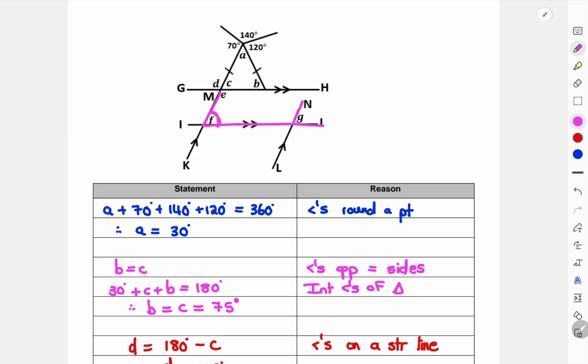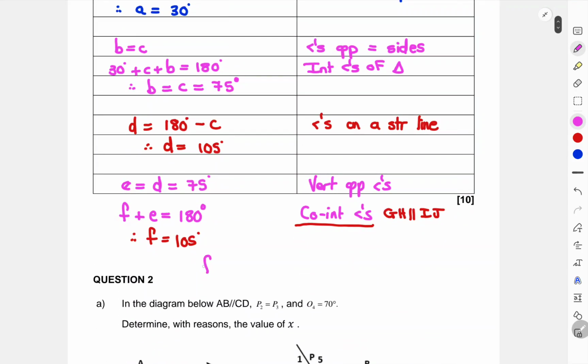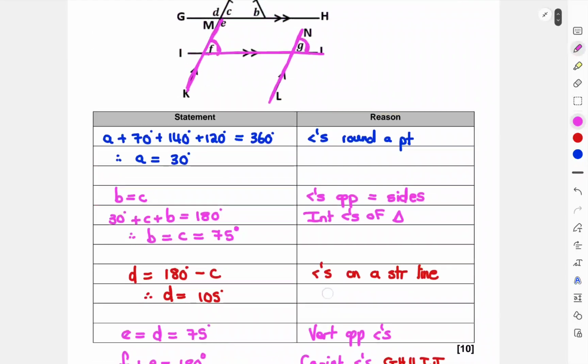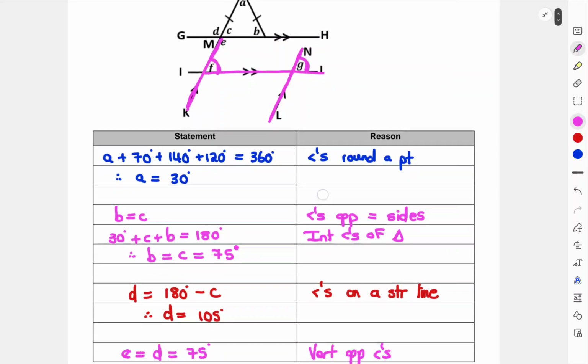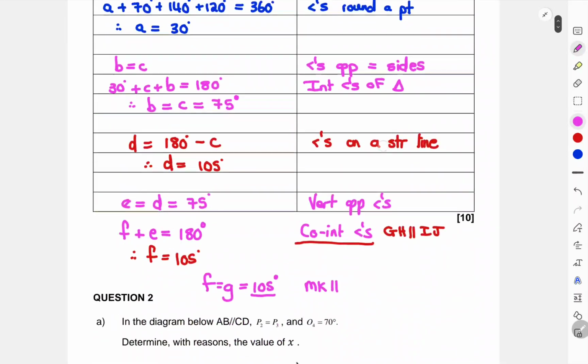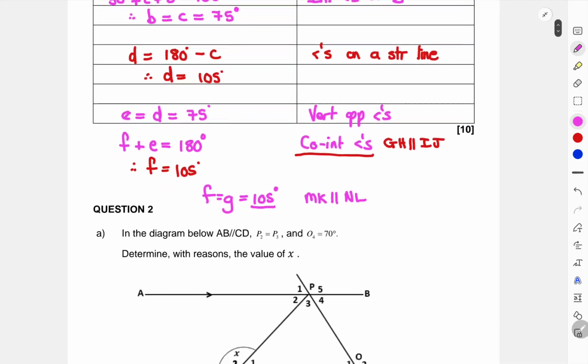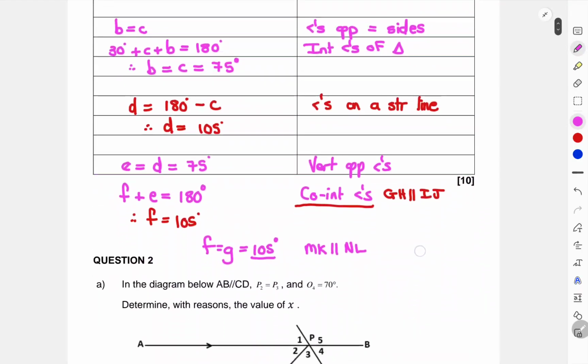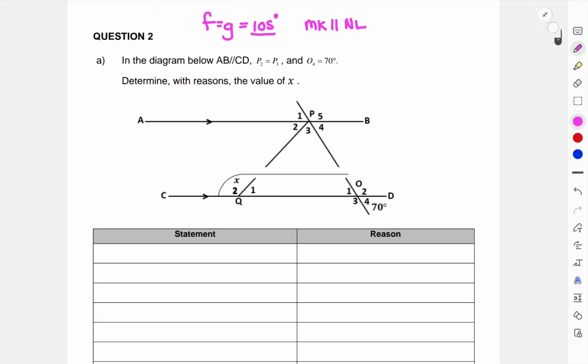Can you see that these two are parallel? Because this KNL is also given to you as parallel to KM. Okay, so lastly, F is equal to G is equal to 105 degrees. So remember, you can't just say F is G. You need to say what the angle size is, because they asked you to work out the angle sizes of all these unknowns. And then MK or KM is parallel to NL. All right, there we go. 10 out of 10.